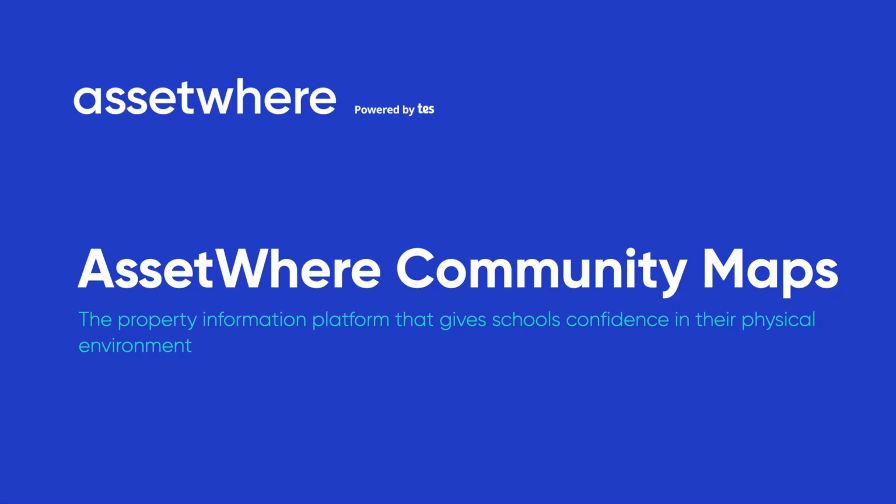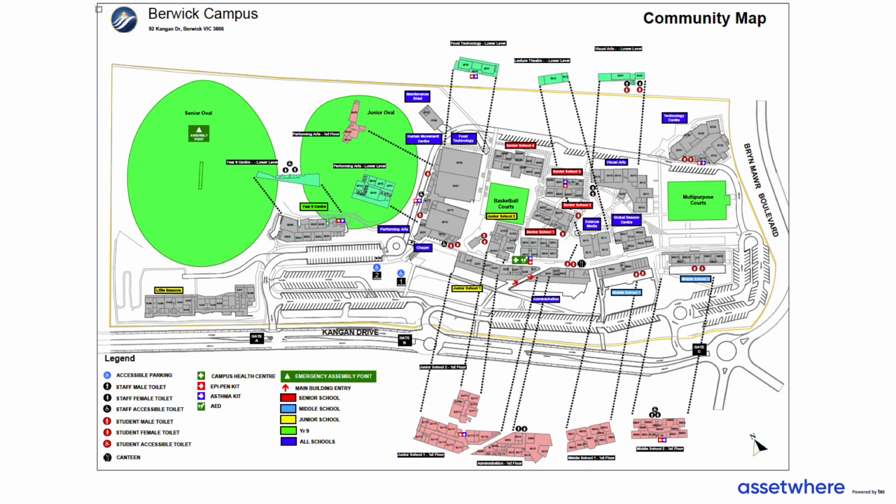AssetWhere has some great tools for schools to use to generate community maps. This is an example of an evacuation map from Beacon Hills College in Victoria, their Berwick campus, showing their school logo up on the top left corner. The legend they've decided to include, and also key details that are included on every map. This map also shows which buildings have multiple levels using the exploded display style, with the dotted line showing the connection between the upper floor to the ground floor of relevant buildings.